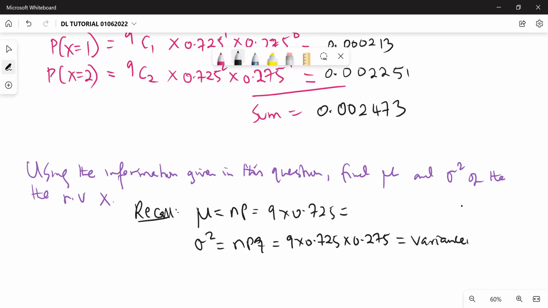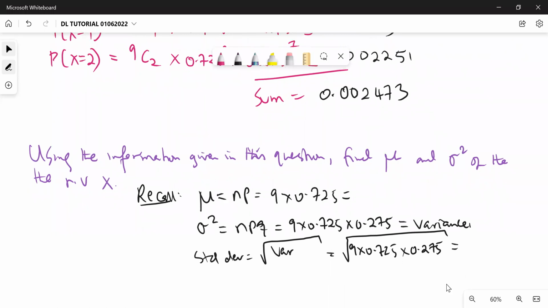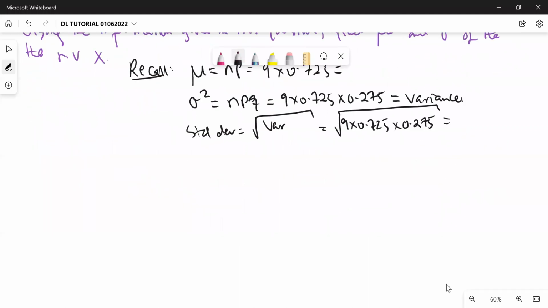That means that the standard deviation is the square root of variance, which is the square root of 9 times 0.725 times 0.275. So I think you can evaluate those ones later. So in case you want to find the mean and variance or mean and standard deviation, that's the way to go. Now let's go to example number 2.